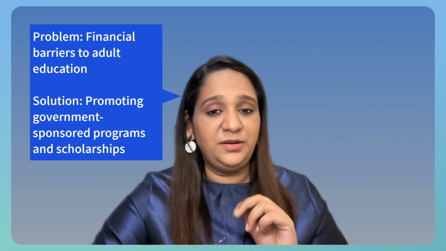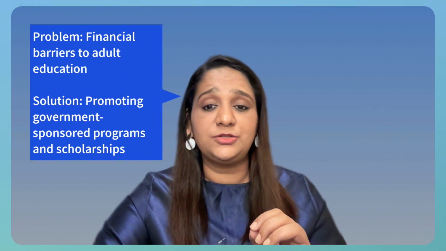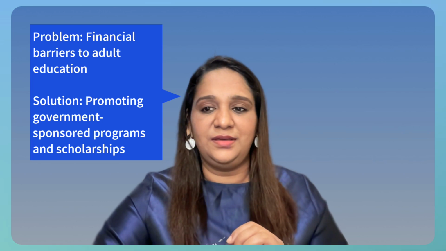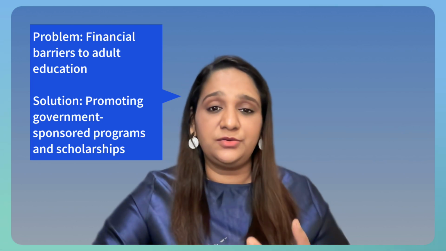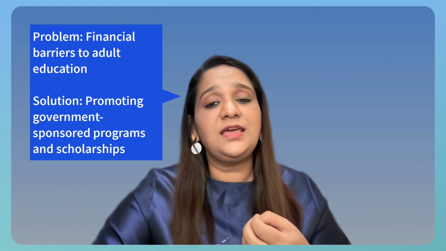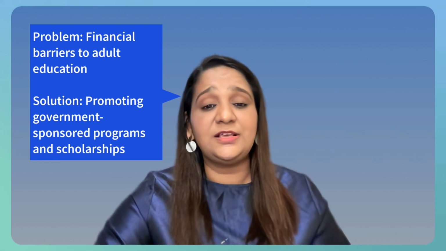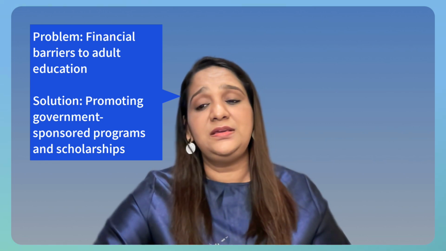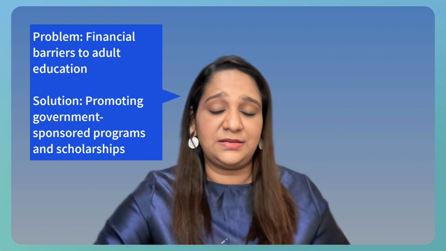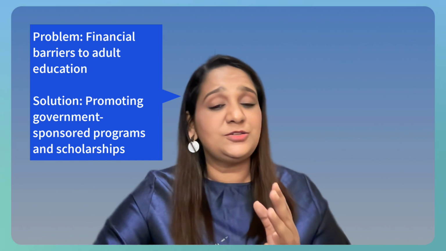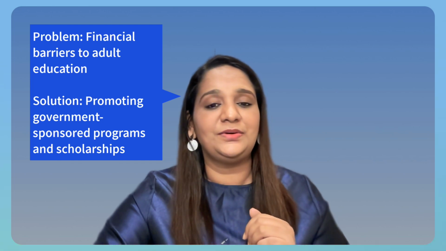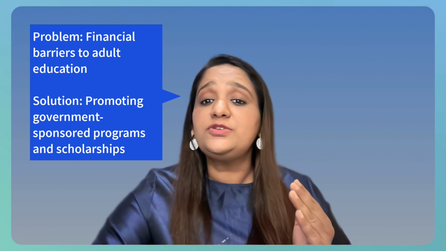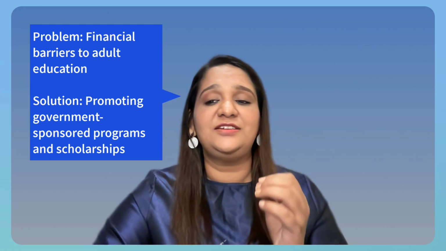Now let's think of one more example. Problem: financial barriers to adult education. At times, we do have our children whom we have to educate. So, thinking about financing for ourselves in order to learn might seem unnecessary. However, there is always a solution here too. The solution is promoting government sponsored programs and scholarships. Right? You've got it? Good.